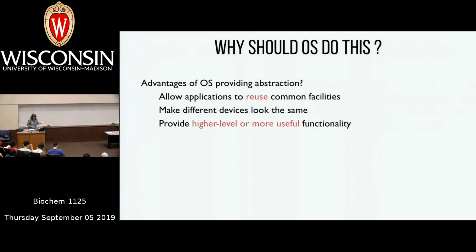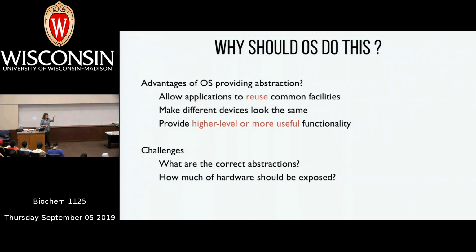And then we can usually provide higher level functionality than the low-level device. The low-level device of a disk just provides blocks that can be read or written, and the OS is going to raise that level of abstraction and give to applications the notion of a whole file or directories. So it provides all this extra functionality on top of the low-level devices.